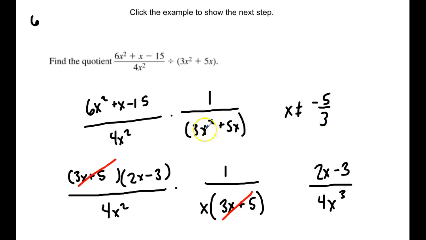And the easiest way for me to figure that out is I can set it equal to 0. So 3x squared plus 5x equals 0. And then from here, I'm just going to solve for x, and here's what I'm going to end up getting. So that's the easiest way to find my excluded values. Just set the denominator equal to 0, and those would be our excluded values.